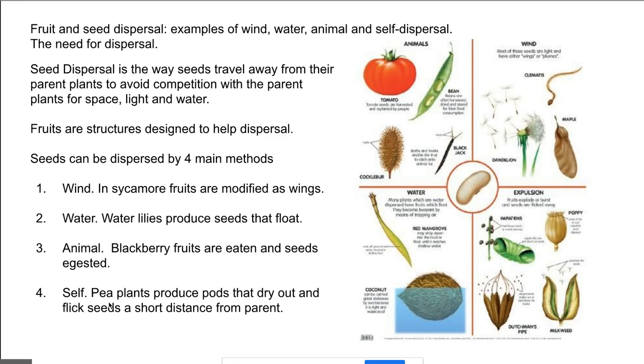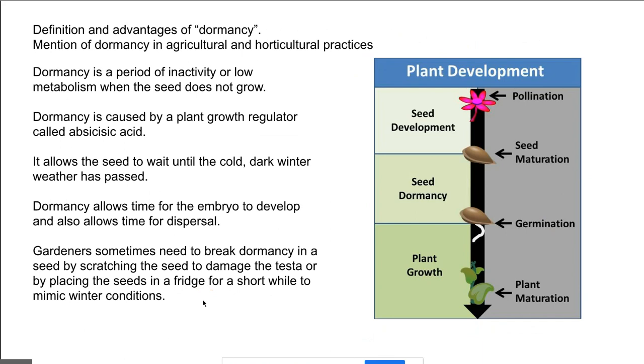Some seeds can actually self-disperse. They have a mechanism where, as the fruit dries, it twists and a pressure builds up and it ends up flicking the seeds some distance away. These are the examples here. If you take the pea pod as an example, as the pea pod dries out, it twists, the pressure builds up, and suddenly it flicks the seeds a short distance away from the parent plant. It's not going to go very far, maybe half a meter away from the parent plant, and that's enough just to get out from the shade of the parent plant.